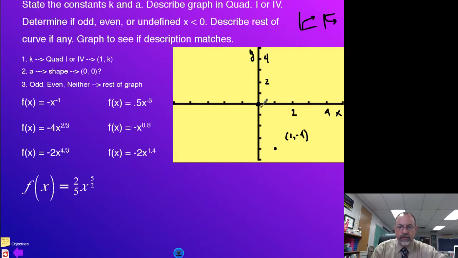Alright, so this is going to come down, that's a little bit easier, and look like this. Okay, so that's the root function. So that takes care of the 1, k and the shape. Now I need to figure out, is this odd, even, or neither? So again, I need to put in negative x.